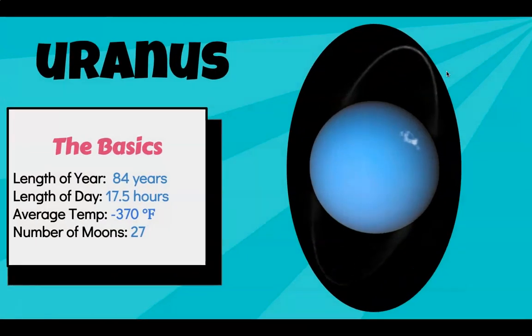Okay, so after we leave Saturn, we get to our next planet, which is Uranus. A lot of people will pronounce this Uranus, but it's actually Uranus. Now, Uranus, length of years, it takes 84 Earth years for it to go around the sun one time. Its day is shorter. Its day is 17.5 hours. It is a cold planet with the average temperature being 370 degrees below zero. And currently we know of 27 moons.